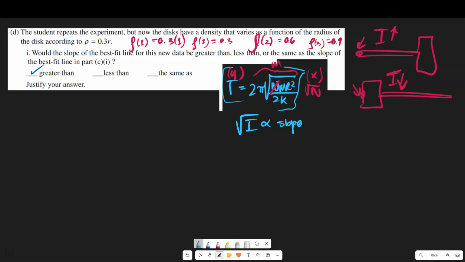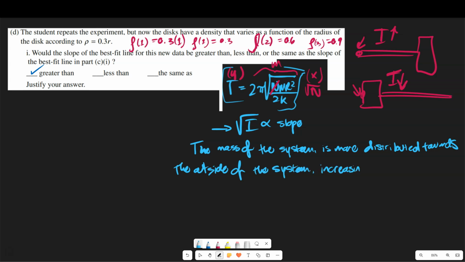So you could justify this by saying this is your justification here, really. Like the mass. So if we have more of the mass distributed towards the outside of the system, the I value is going to be greater. We would expect to see a greater slope as a result.